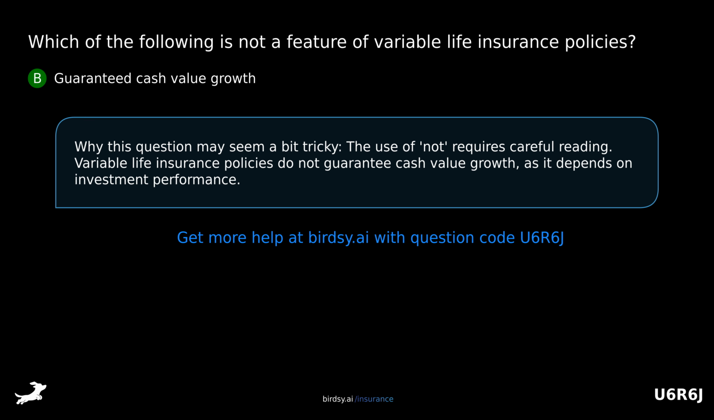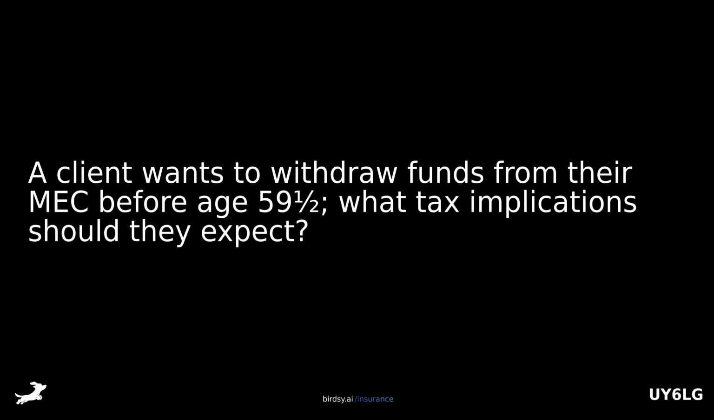Why this question may seem a bit tricky: the use of "not" requires careful reading. Variable life insurance policies do not guarantee cash value growth, as it depends on investment performance. A client wants to withdraw funds from their MEC before age 59 and a half. What tax implications should they expect?